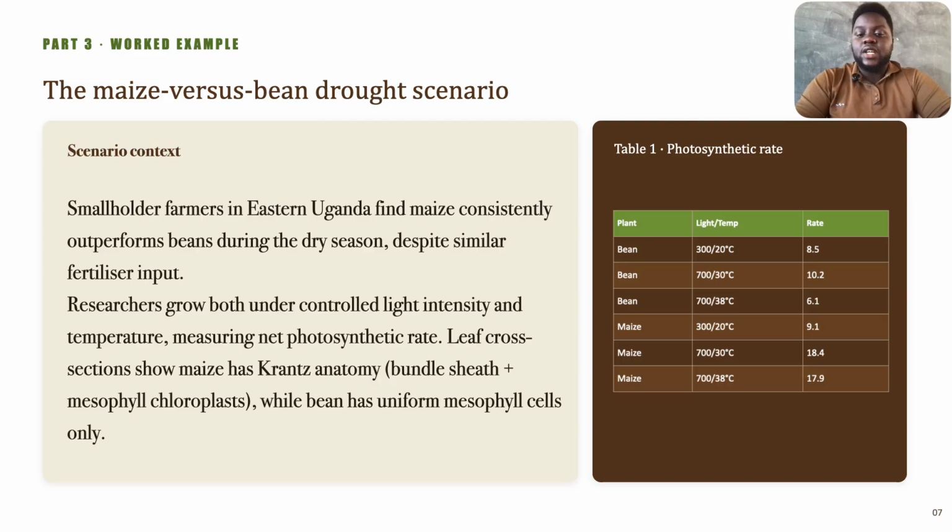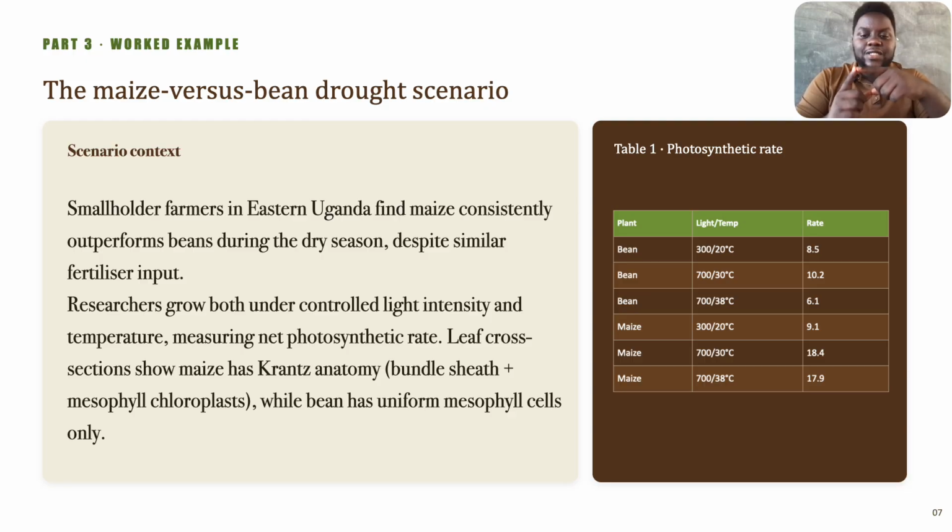Smallholder farmers in eastern Uganda find maize consistently outperforms beans during the dry season, despite similar fertilizer input. Pause there. That phrase, despite similar fertilizer input, has a very big meaning when you put it in context. I want you to learn to notice phrases like this, and ask yourself, why is it there? Why have they put this particular phrase in this scenario?